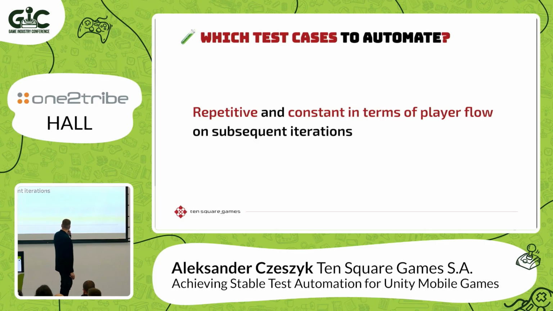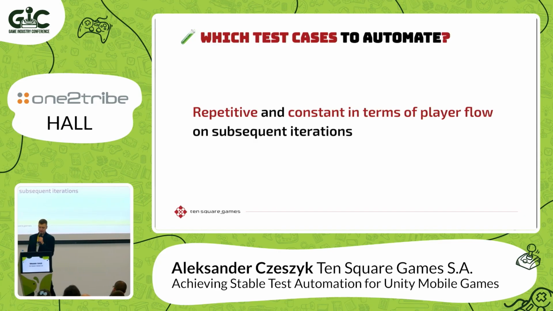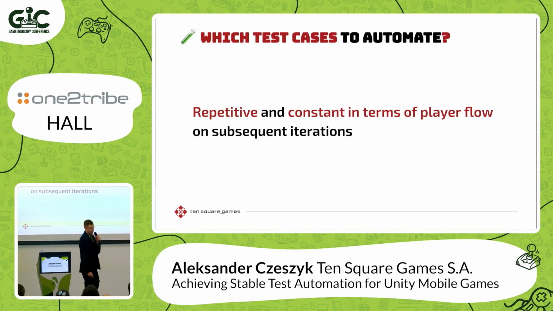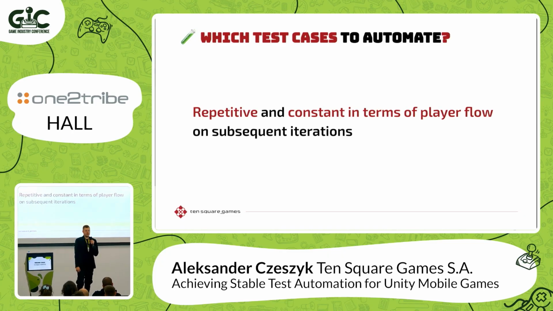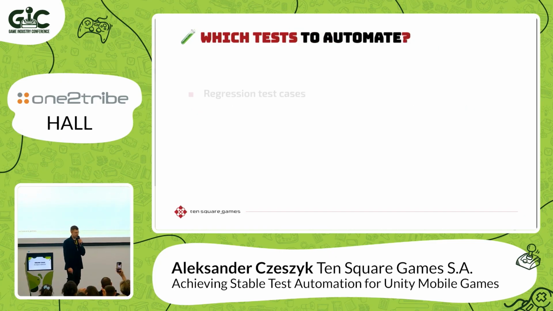So let's move on to the topic of which test cases should we automate. The key point is that the test cases need to be repetitive and constant in terms of player flow. It would be hard to automate something like checking, for example, if 3D models are looking nice, or if the animation is nice, if playing the game is fun, or something like this. All kind of that stuff needs to be done by a human. What automated tests are best in are regression test cases and functional test cases.